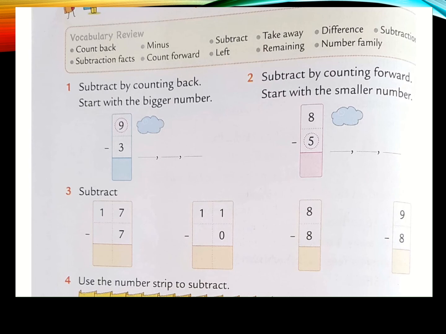Next page, subtract by counting back. Start with the biggest number. So what is the biggest number here? 9. Keep 9 in your mind. Minus 3, so count backwards 3 numbers. 8, 7, 6. So what is your last number? 6. That will be your answer.